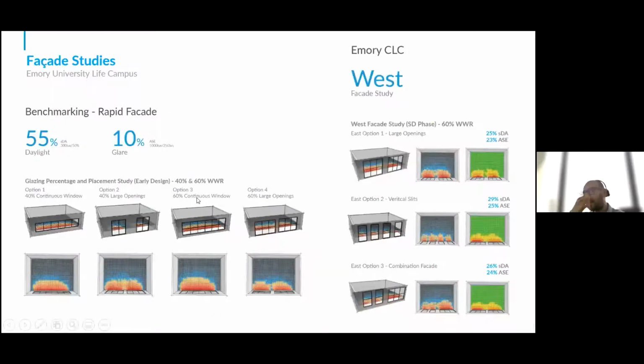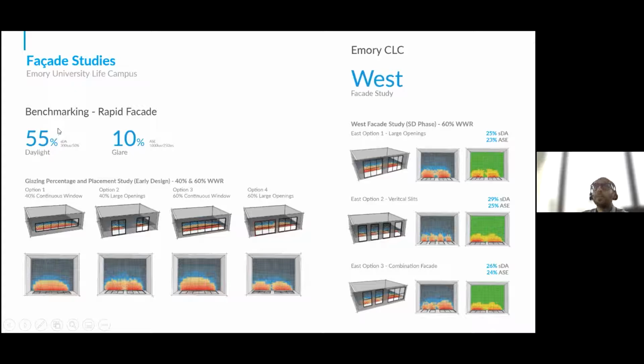Once you've covered that, what the team did was, again, go through multiple different configurations of facade options. In this case, now they're comparing basically two types of window to wall ratios, which is 40% continuous window with 40% large openings, again, isolated to a certain extent, then going for a 60% continuous window, and then looking at 60% large openings. And you can see how these configurations are impacting the overall SDA and the ASE in real time.